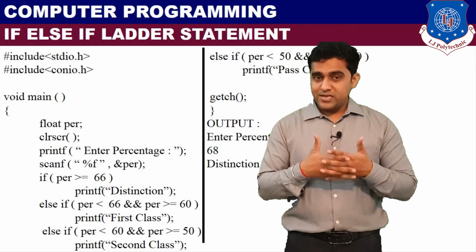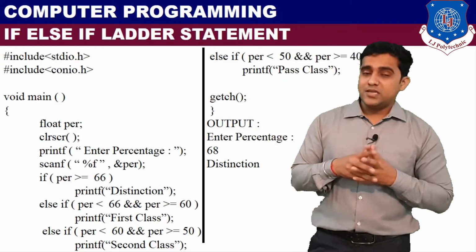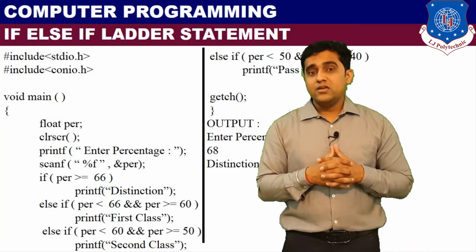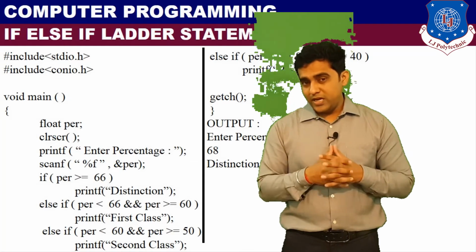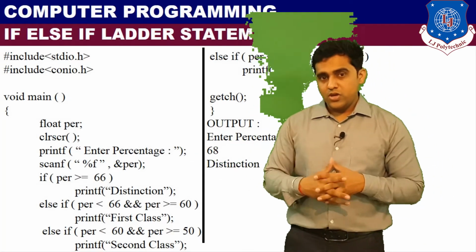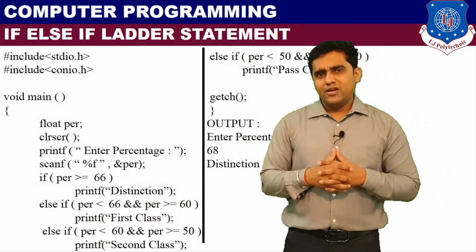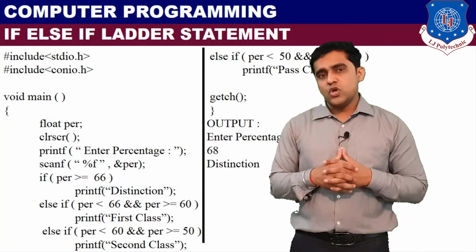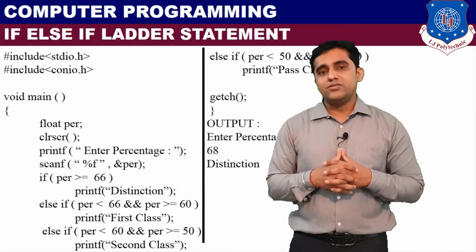59, then second class. If your percentage is greater than 35 and less than equals to 49, that means pass class. Else fail. Here you can see the program. If we input the percentage as 68, the output will be you secured distinction.